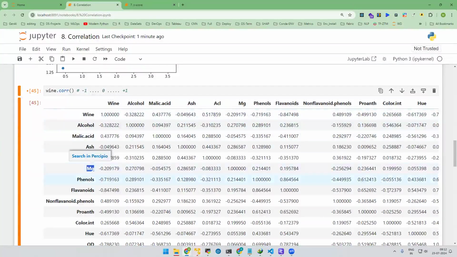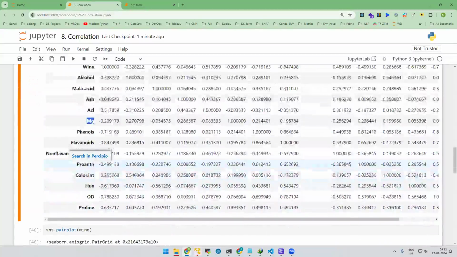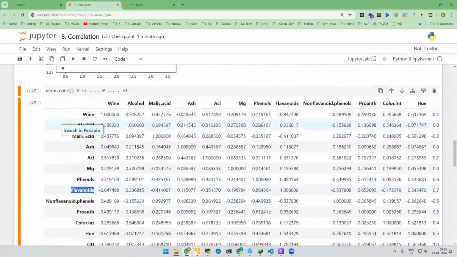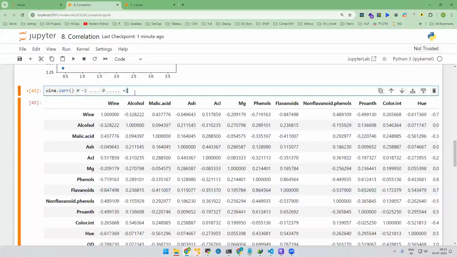Let's take something that has high correlation. You can see 0.86, flavonoids and phenols. So there is a high positive correlation. Here it's not negative, it's positive. If it is near to 1, we can say that it is strong. In this case also it is strong, but it is negative.